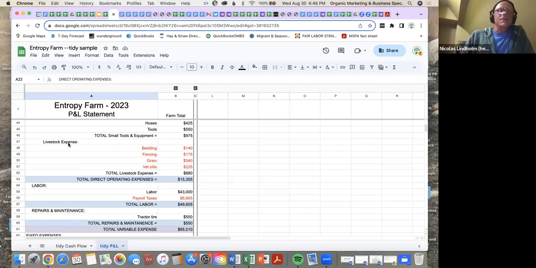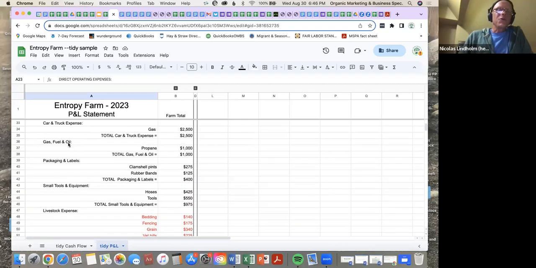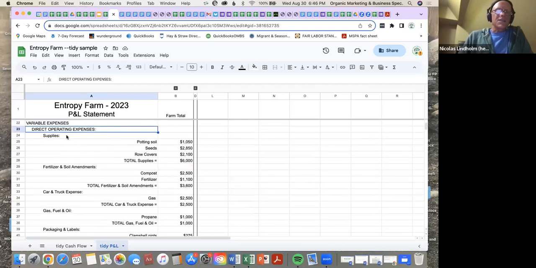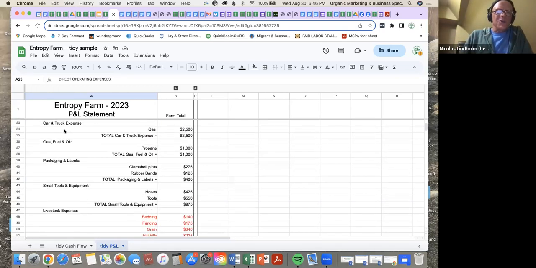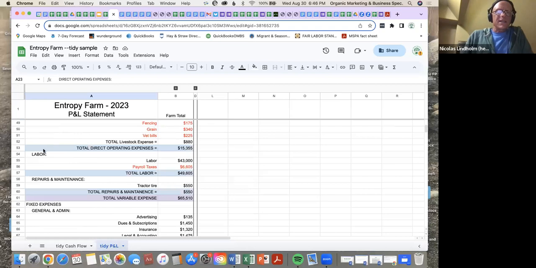The key part of it to me is organization, the structure. If you have a section with direct operating expenses, awesome. And if that's also living a little separate from another parent category of labor, awesome. And another one here, repairs and maintenance, great. And so those three categories I've laid out here in the tidy version as the variable expenses, and I subtotal all of them right there.